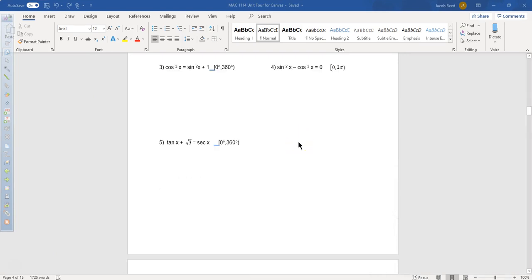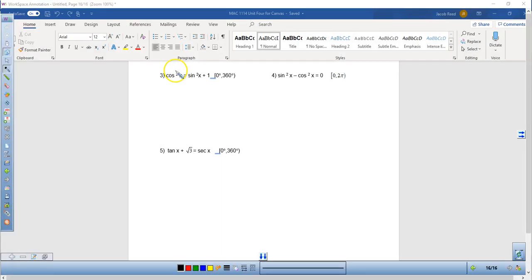All right, number 5. Number 5 is one of those squaring both sides problems. Because I have square root of 3, that's the indicator for me to say, oh, I'm going to have to square both sides. The other indicator I'm looking at in this problem is I can't substitute anything for tangent other than sine over cosine. Over here, same thing. It'd be 1 over cosine.